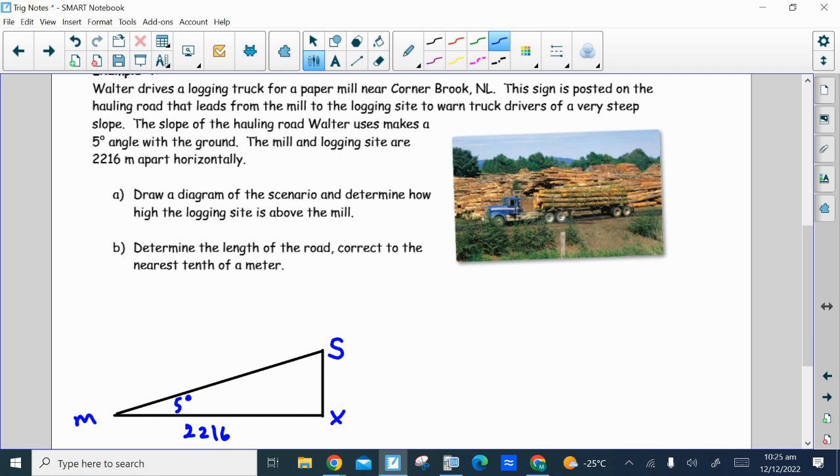So we want to know how high the logging site is above the mill. So we want to find H, the height of this triangle. Even though this site isn't directly above the mill, S is directly above X, and X is on the same level as M. So H not only shows us how high S is above X, it also is how high above M. Also determine the length of the road, which would be that side there. That would be the hypotenuse of the triangle. So those are the two things that we're trying to find.